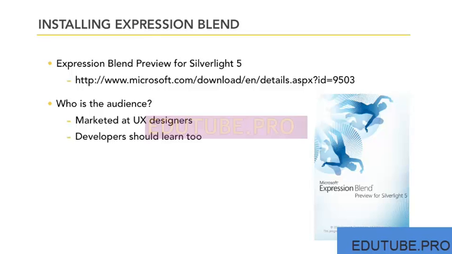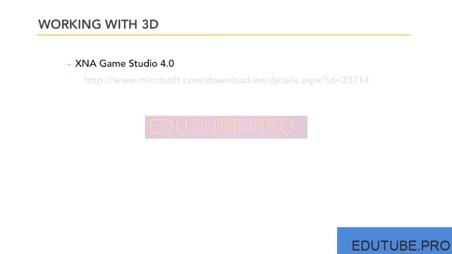It's available through your MSDN subscription or other Microsoft channels. The link on this slide shows where you can find a free evaluation version. If you want to try the awesome 3D features in Silverlight 5, you need to install the XNA Game Studio. Be sure and install version 4.0. As soon as you have these tools installed on your computer, you are ready to continue this course.